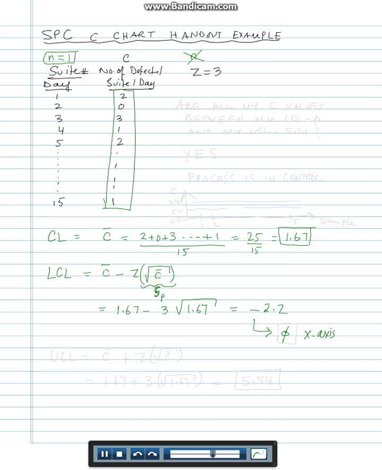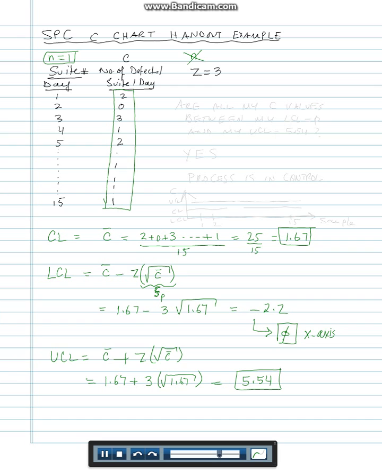And then the UCL is equal to C bar plus Z multiplied by the square root of the C bar. So that would be adding them up, 1.67 plus 3 multiplied by the square root of 1.67, which is equal to 5.54. So my UCL is 5.54, LCL is 0, and CL is 1.67.